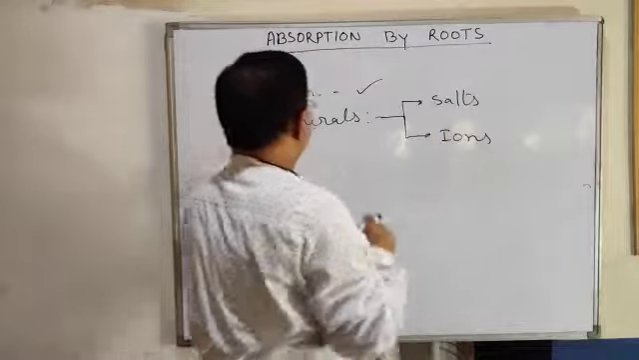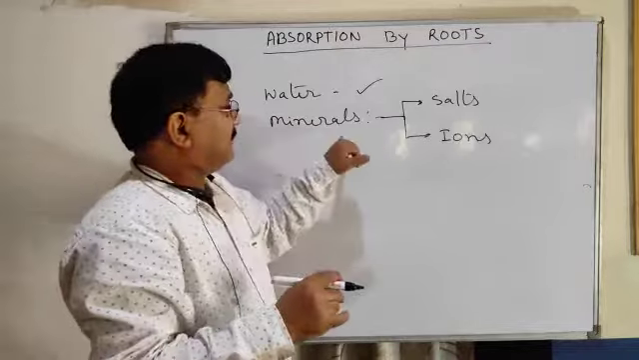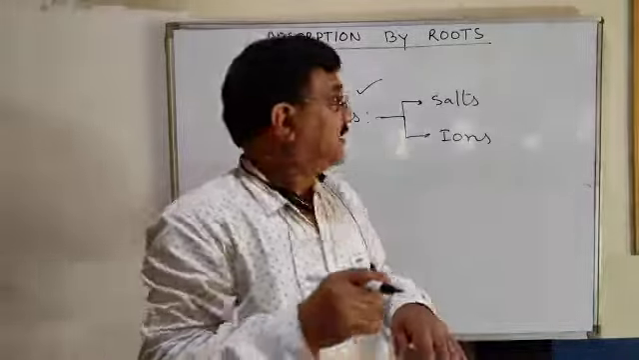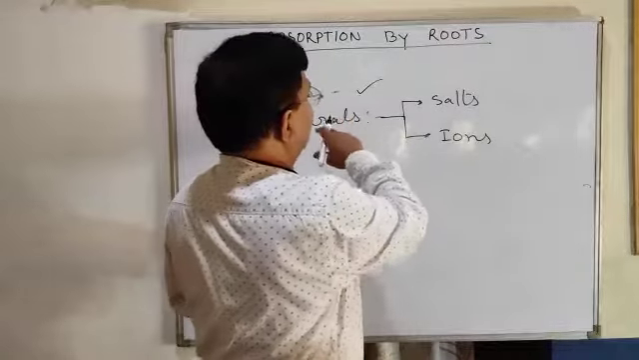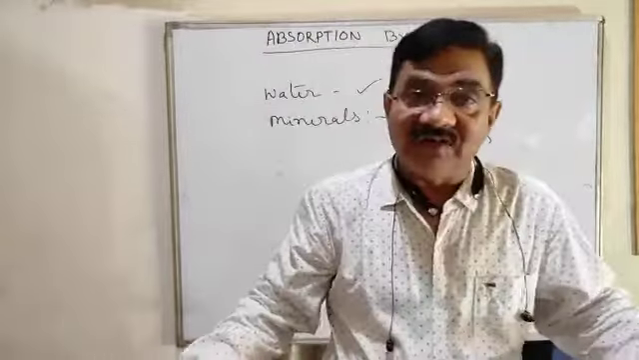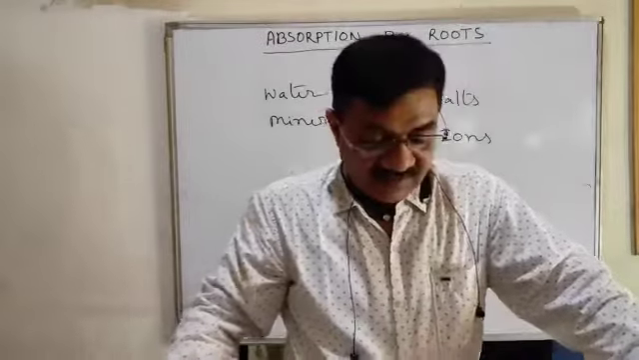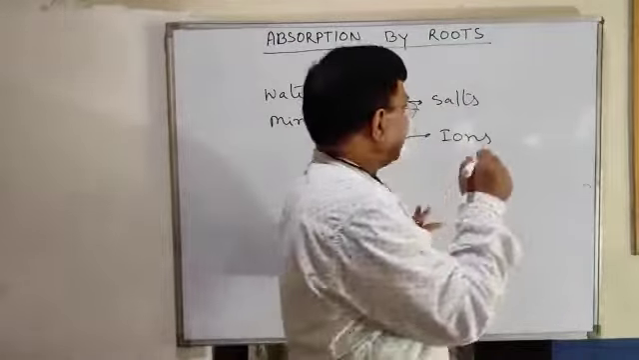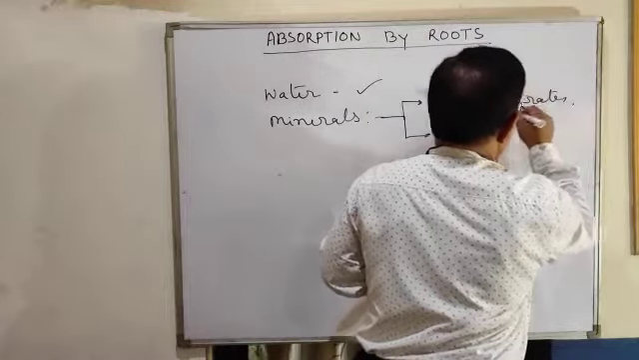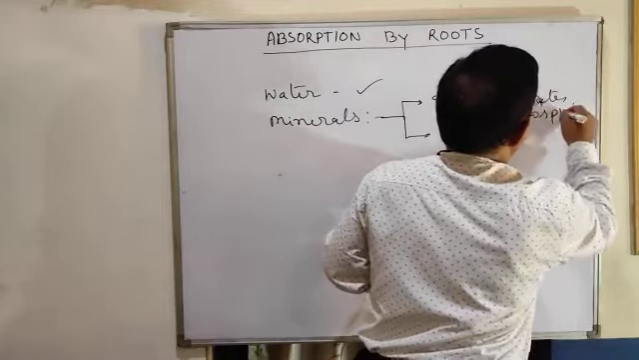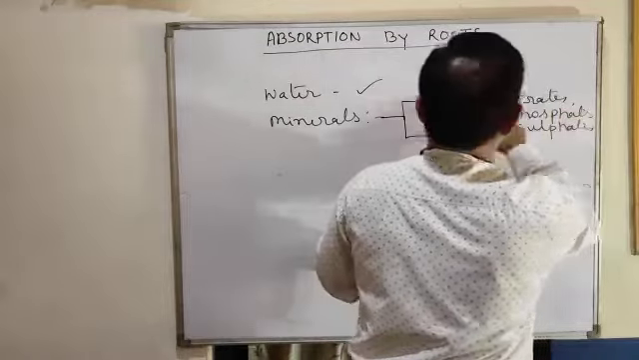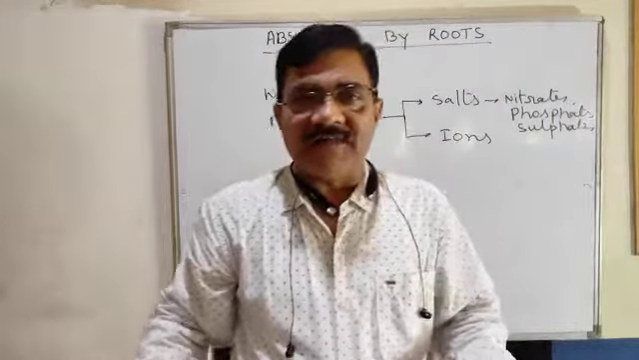Now, let us discuss, that part is clear, that minerals which are dissolved in water remain dissolved in water and are absorbed in the form of salts or in the form of ions. Which salt? Sodium chloride? No. The salts are nitrates, phosphates, sulfates. In these forms, the salts are absorbed by the root.